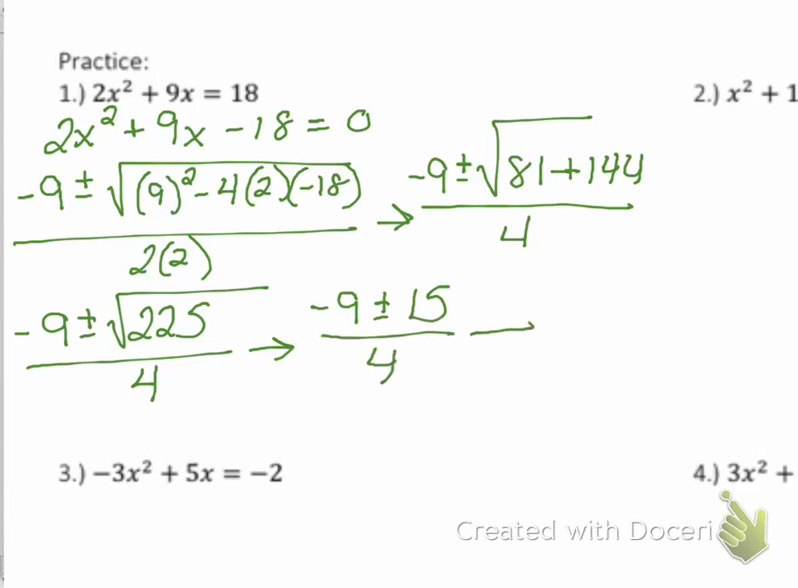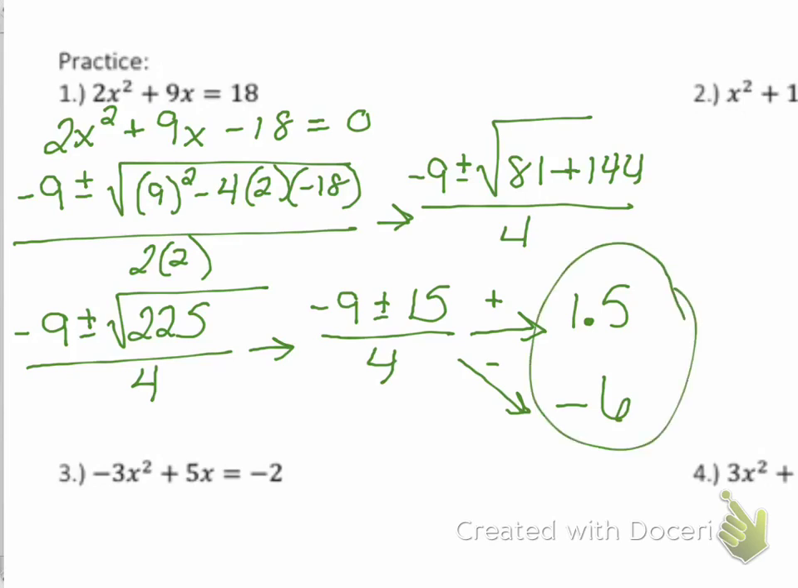And then here's where I split into 2 different directions. One where I'm adding, one where I'm subtracting. So negative 9 plus 15 is positive 6. 6 divided by 4 is 1.5. And then negative 9 minus 15, that's going to give me negative 24. Divided by 4 is negative 6. So 1.5 and negative 6 are my answers.